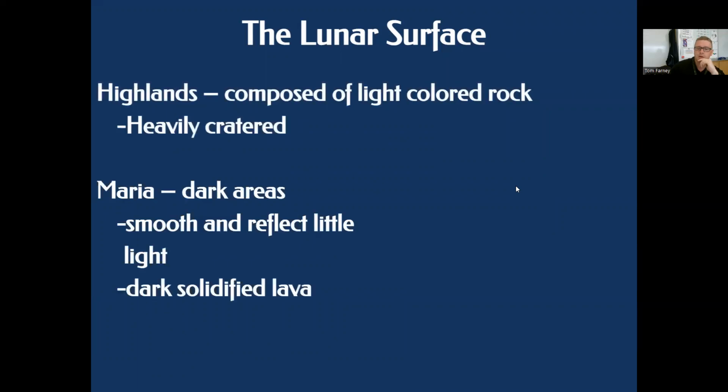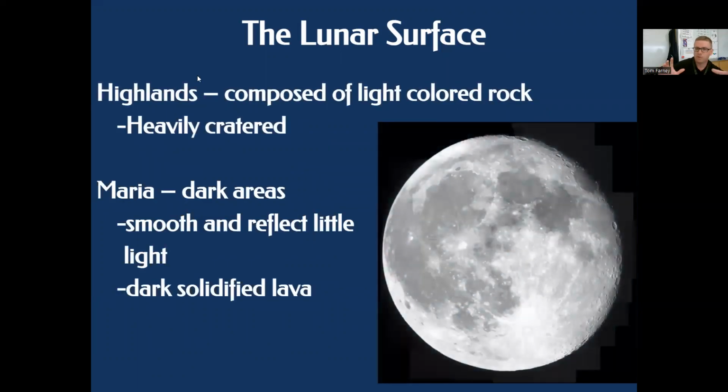Now, the first couple things that make up the lunar surface are light color and dark color. The highlands are composed of light colored rock, which is the lighter shaded areas of the moon. It's heavily cratered, as you can see in the picture here, with a lot of impacts from the early formation of the moon, when there was still a lot of debris floating around in the early solar system before things settled down and cleared up. We don't have nearly as much impact as we used to. That's the highlands, the lighter colored area.